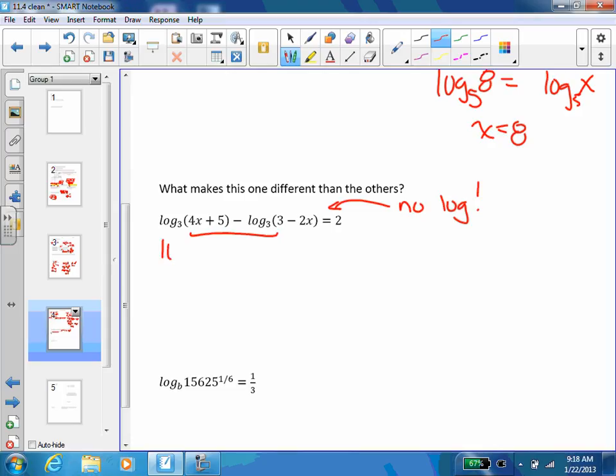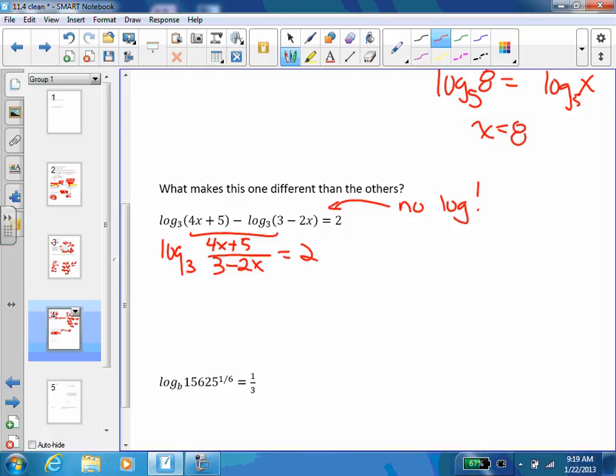I'm going to say log base 3. Now what am I going to write on top? Good. And that equals 2. Okay. So there is no way I can say 4x plus 5 over 3x minus 2x equals 2. That doesn't make sense, right? Do y'all see why that doesn't make sense?